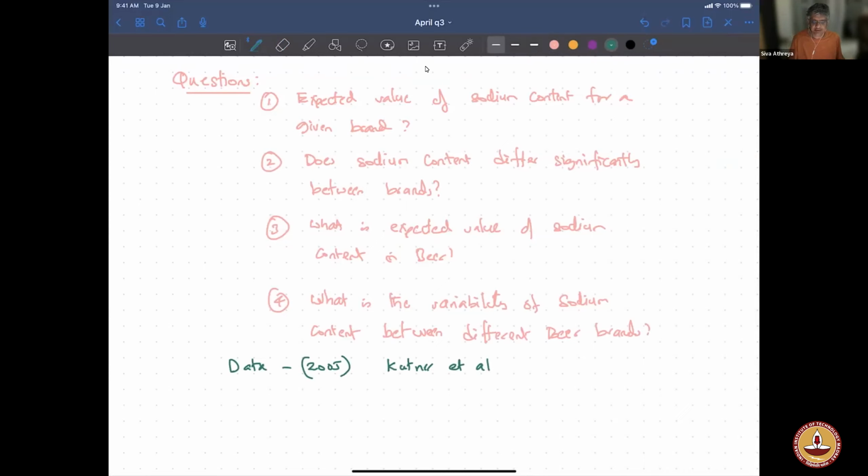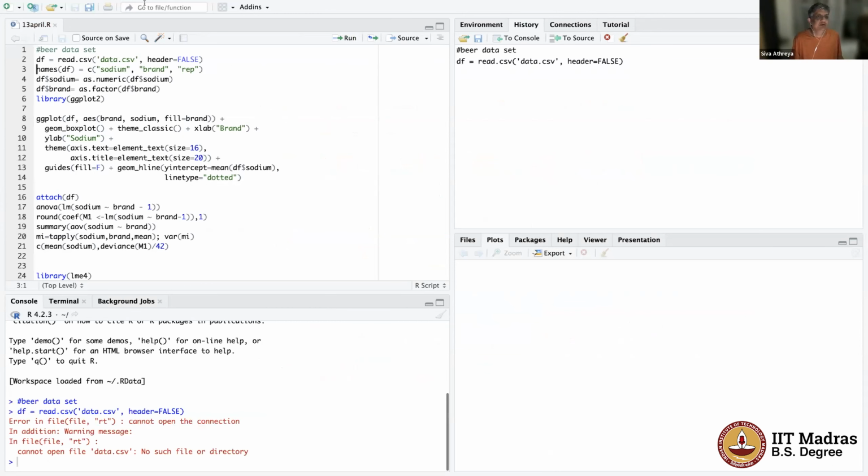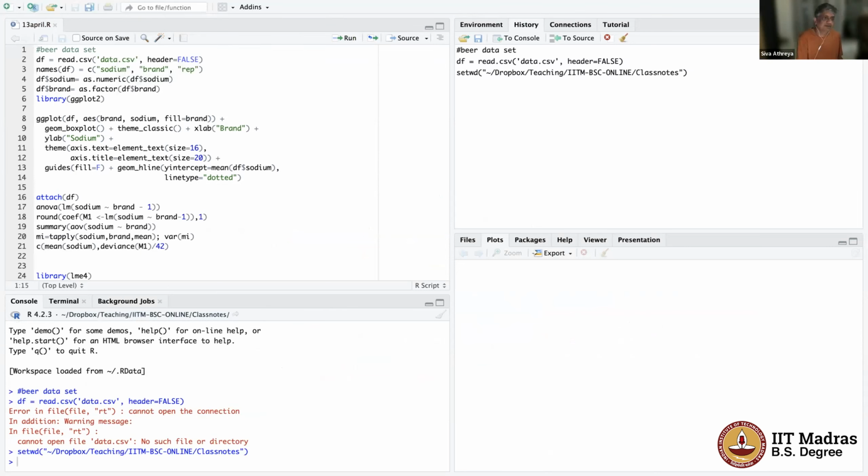So the first thing I want to do is load the data set. We will load up R. This is the beer data set. This code will be on the notes site, and you can work with it. I load up the data set called beer. Let me set the working directory to source file location. That's done, so now let me load the data set.